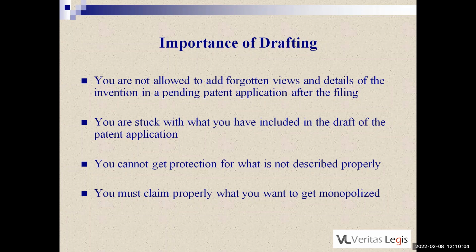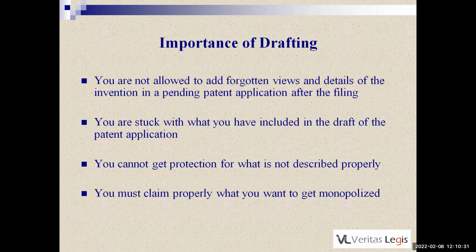You can file an amendment in the application, but the amendment will be of such nature that it is within the scope of the invention. So if you have forgotten something, views and details of the invention, you cannot file it after filing. You are stuck with what you have included in the draft of the patent application. So you cannot broaden the scope of an invention. Whatever features you have added, you can just define those features.